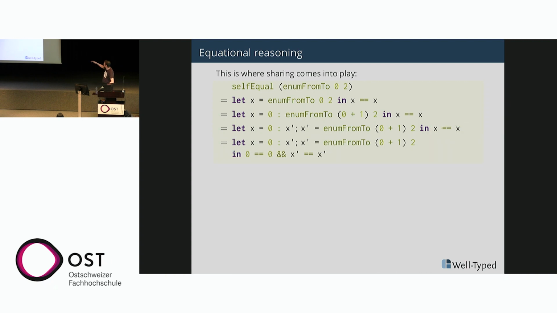And now this gets a little bit lengthy, but the let bindings are exactly the same. And now we just have, say, 0 cons x prime equals 0 cons x prime, and then we apply the second case of the equality function on lists, and we get 0 equals 0 and x prime equals x prime.